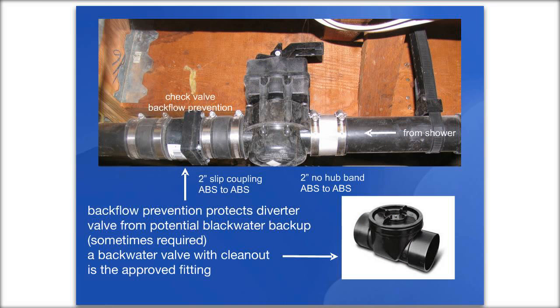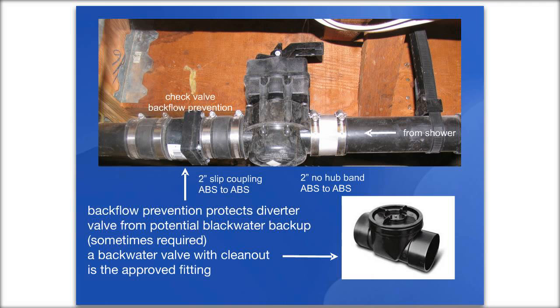Okay, here's a picture of another valve that's installed. On the right-hand side, actually that's a no-hub band because it's going from plastic to plastic, 2-inch to 2-inch. On the left-hand side, there are slip couplings with a check valve in between, and this raises the issue that the code in many places wants you to install a backwater valve that prevents any kind of sewage backup from being able to reach the three-way valve.